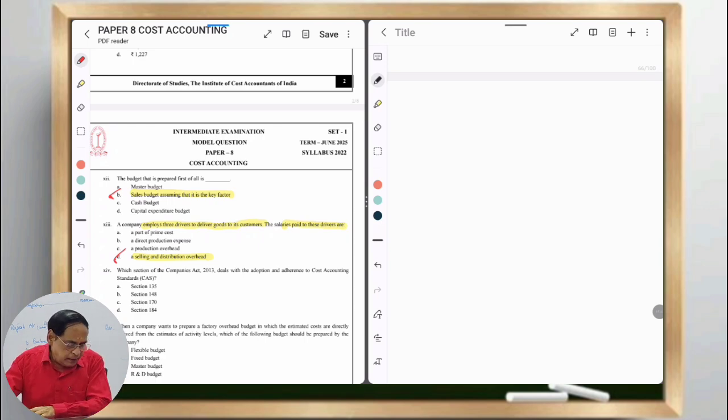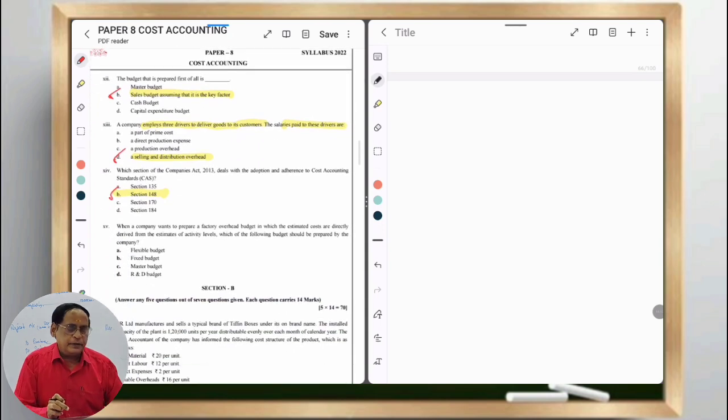Selling and distribution overheads. And then question number 14. Which section of the Companies Act 2013 deals with the adoption and adherence of the cost accounting standards? So, all we know that is section 148. 148 deals with the adoption and adherence to the cost accounting standards, CAS. So, B is the correct answer. Make note of it.